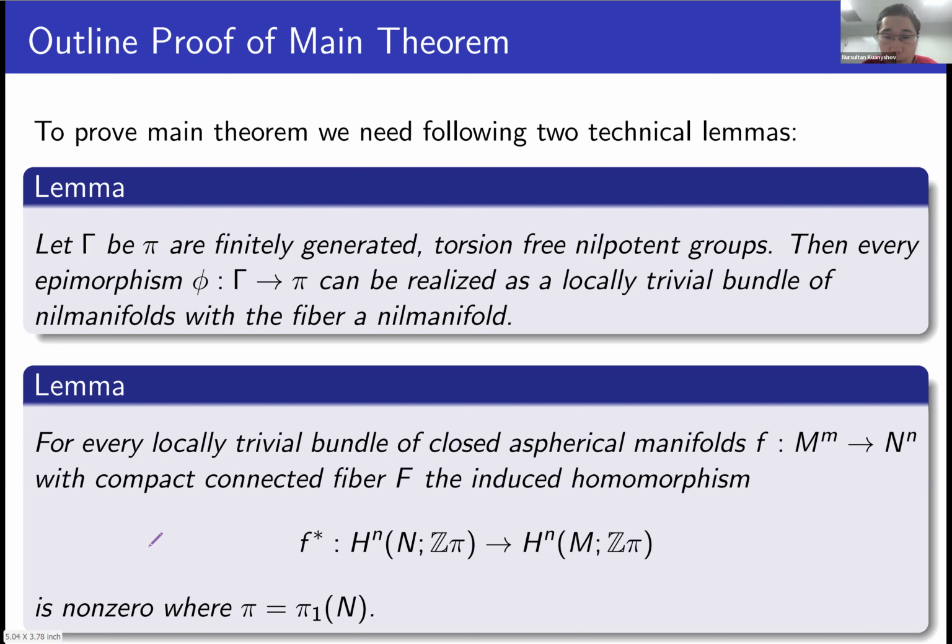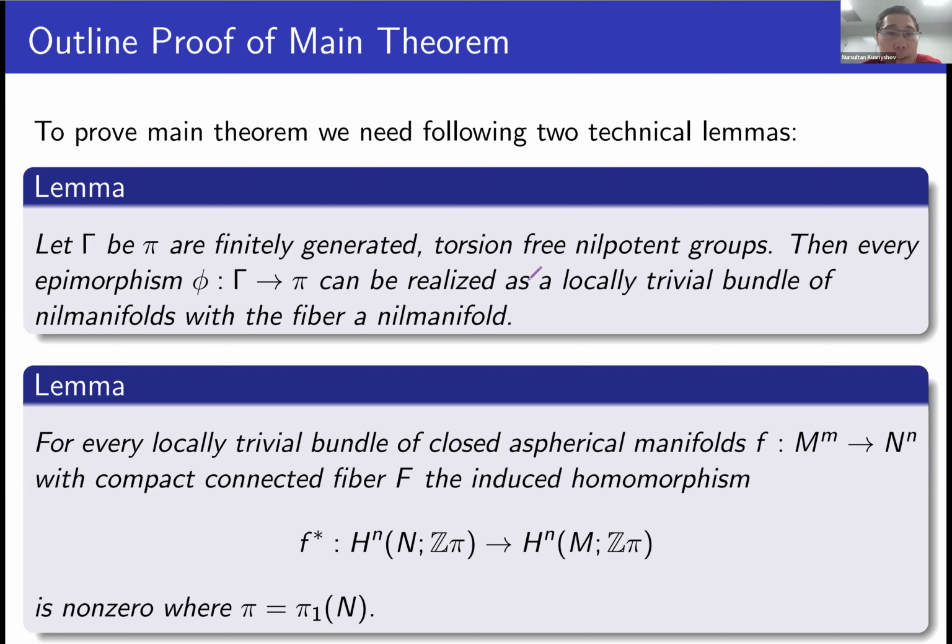And for the second one, we are saying that for every locally trivial bundle of closed aspherical manifolds with dimensions m and n, and what we require is a compact connected fiber, then the induced homomorphism is non-zero. Here pi is the fundamental group of the codomain n-manifold.